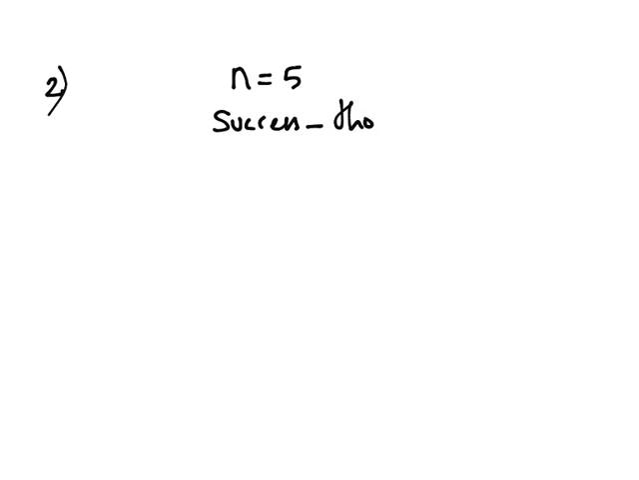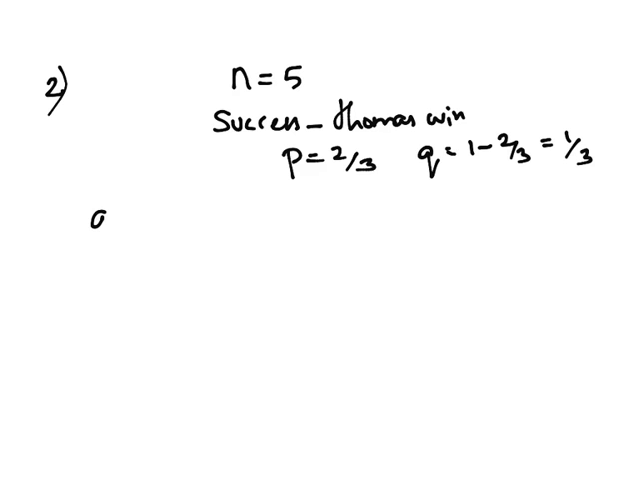Let me write it in shorthand. So Thomas win. So P is 2 upon 3. So definitely Q will be 1 minus 2 upon 3. That is 1 upon 3. That is probability of Thomas not winning is 1 upon 3. Okay. Now I need to find, the first one is, what is the probability that he will win exactly 4 games? That means P of x equal to 4.